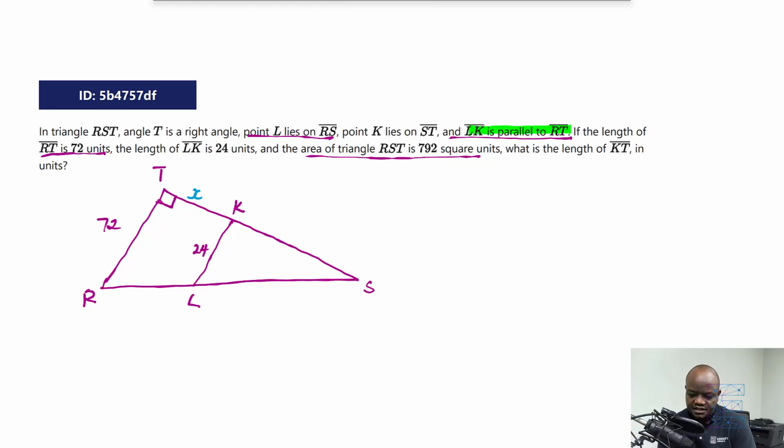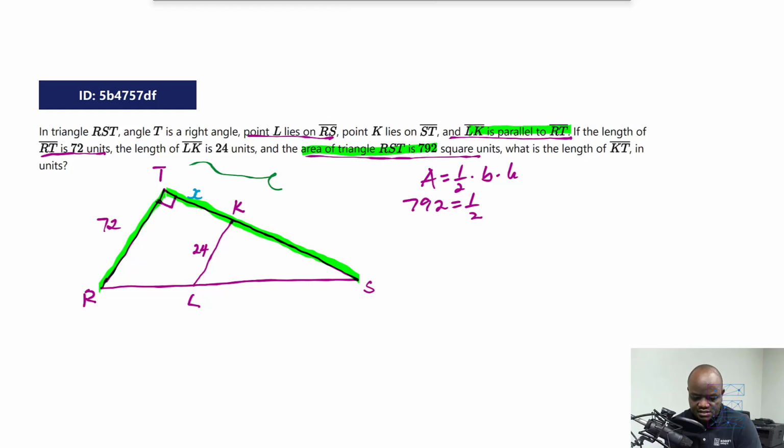Now, we were given the area of the big triangle as 792. Recall that to find the area of a triangle, the formula is 1/2 times the base times the height. We already know the area, so I'm going to plug in 792 equals 1/2. For this triangle, we already know the base, but we don't know the height yet, so let me call the height H. It'll be 1/2 times the base, which is given as 72, times the height we're looking for.